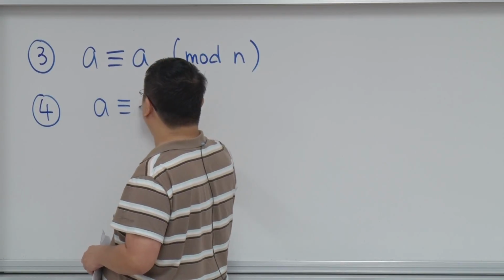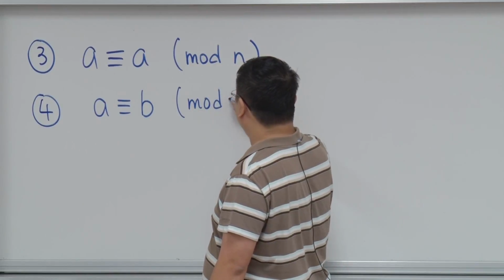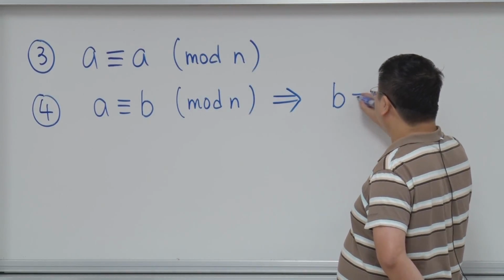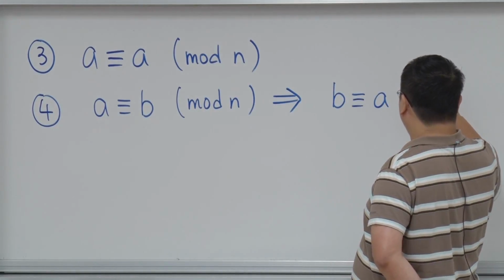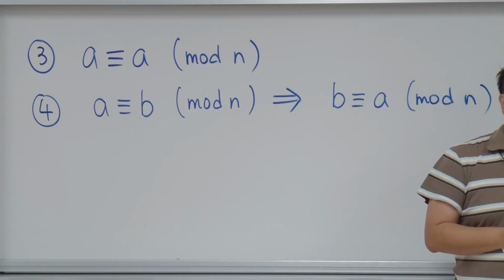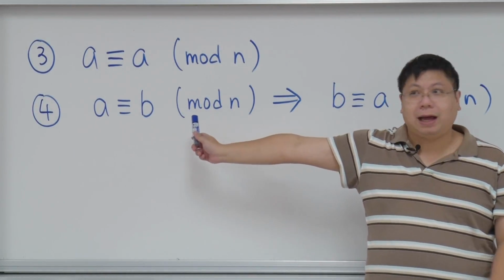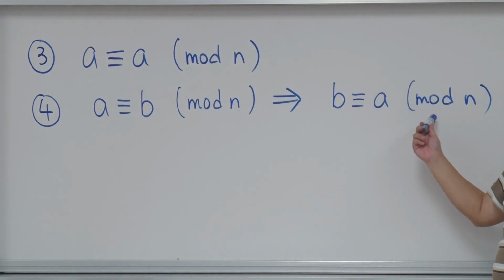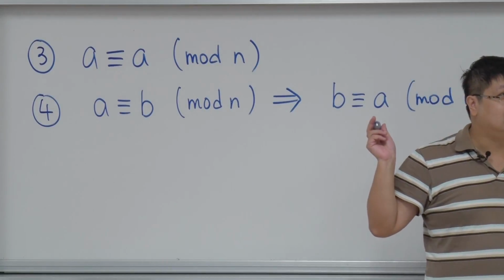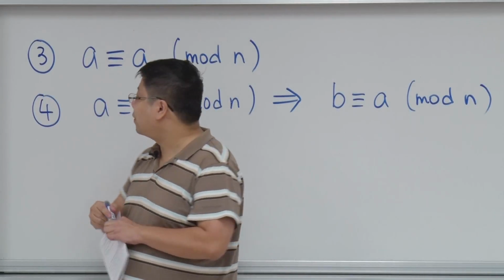Suppose that A is congruent to B modulo n, then this will imply B is congruent to A modulo n. Okay? And this is actually trivial. It says that A and B have the same remainder after dividing by n. So it says that B and A have the same remainder after dividing by n. So this must imply this one. Does that make sense? We don't need to prove it, but you can always prove it by definition.